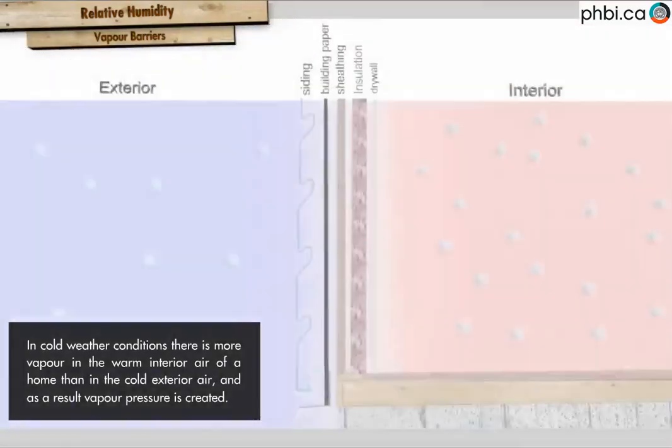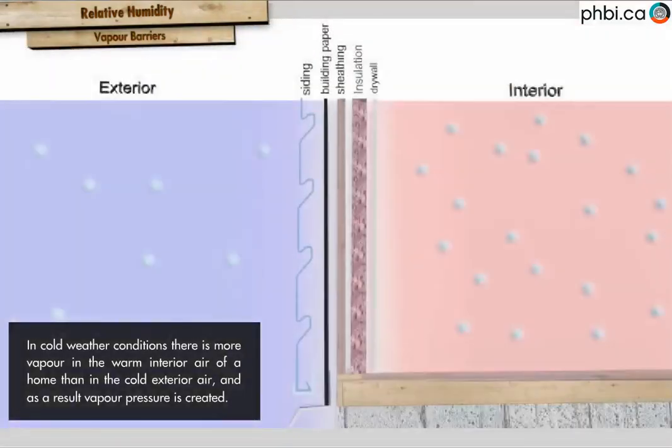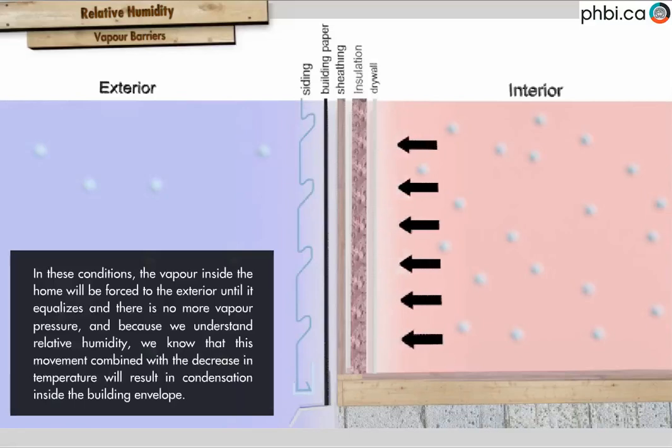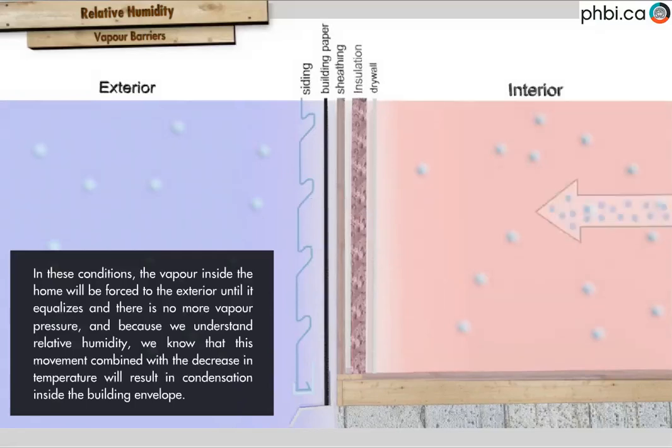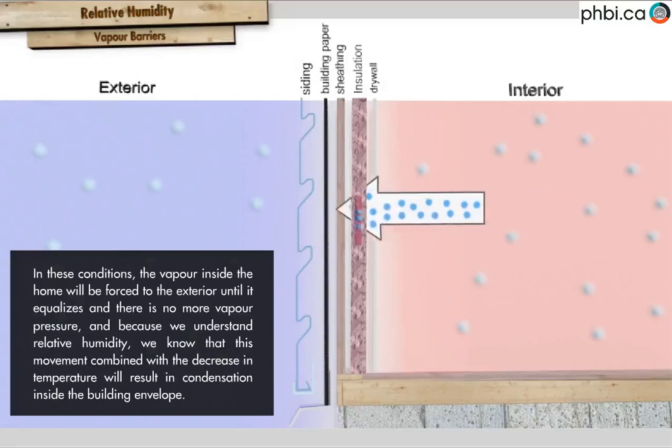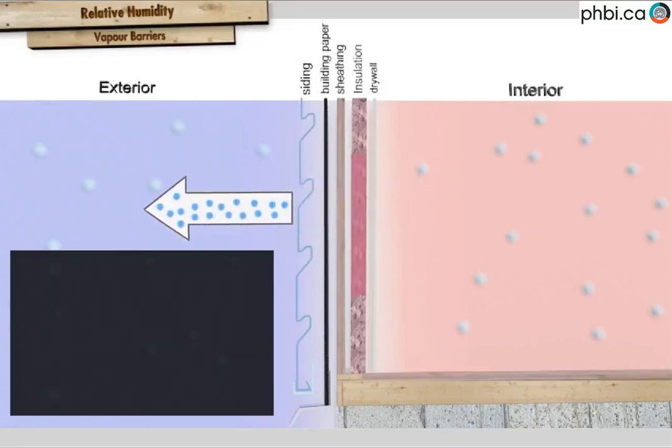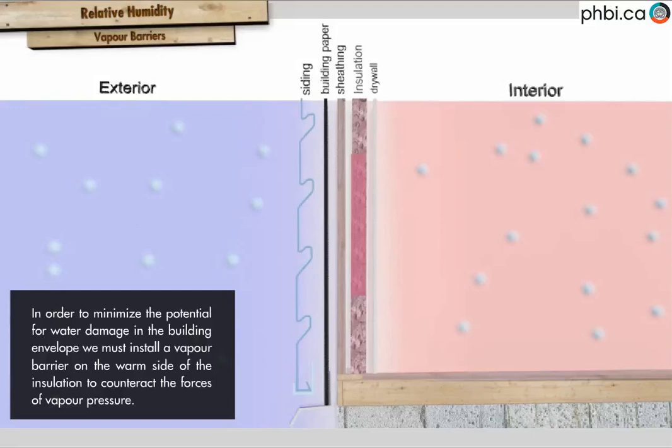In cold weather conditions, there is more vapor in the warm interior air of a home than in the cold exterior air, and as a result, vapor pressure is created. In these conditions, the vapor inside the home will be forced to the exterior until it equalizes and there is no more vapor pressure. And because we understand relative humidity, we know that this movement, combined with the decrease in temperature, will result in condensation inside the building envelope. In order to minimize the potential for water damage in the building envelope, we must install a vapor barrier on the warm side of the insulation to counteract the forces of vapor pressure.